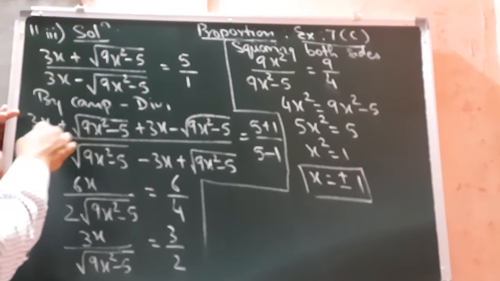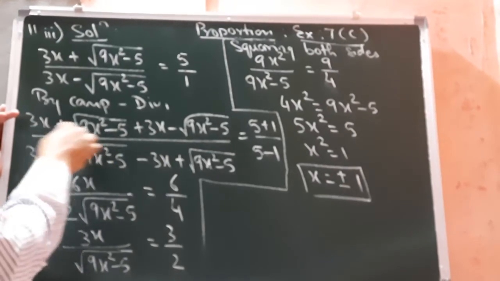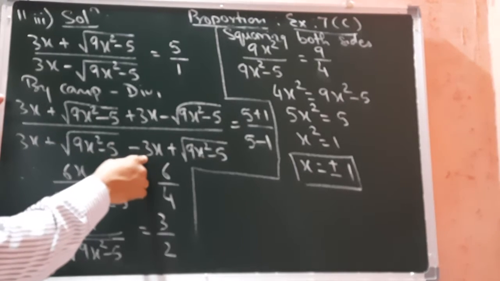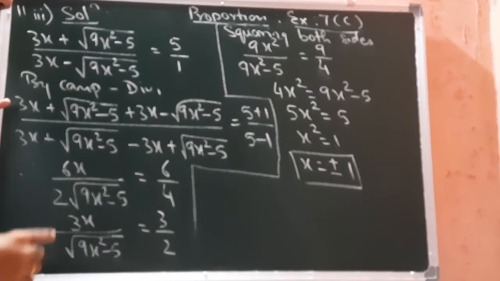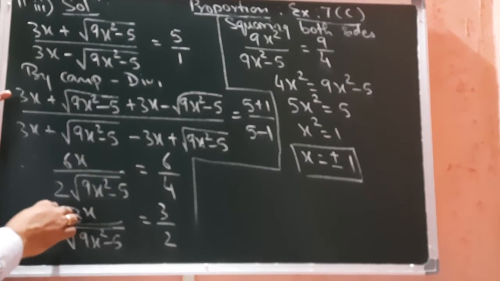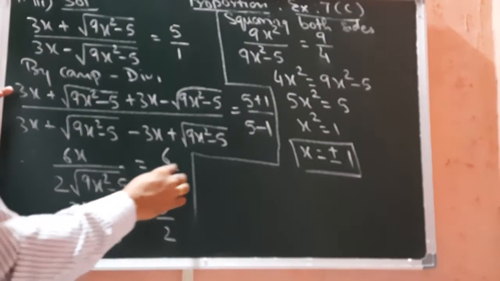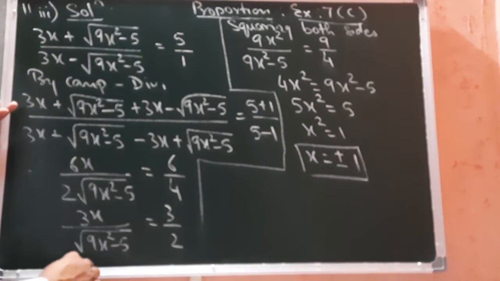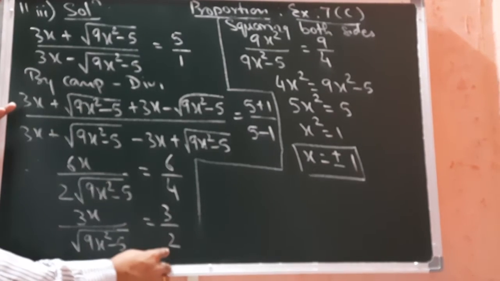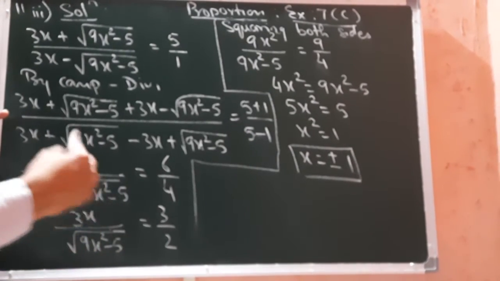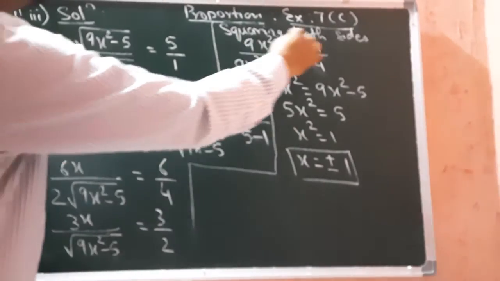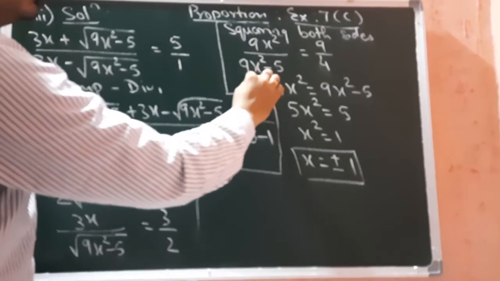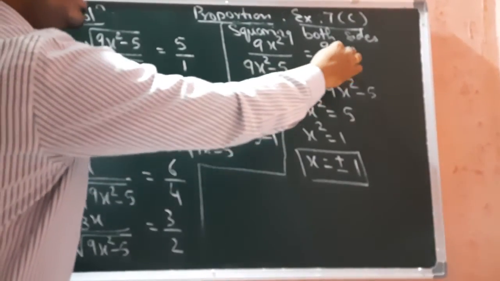Now the first and third terms get added, the second and fourth terms get cancelled in the numerator, and in the denominator the first and third terms get cancelled and the second and fourth terms are added. So we get 6x upon 2√(9x² − 5) is equal to 6 upon 4. 2 is common, so 3x upon √(9x² − 5) is equal to 3 by 2. Here we have a root, so how are we going to remove it? By squaring both sides. When squaring, 3x becomes 9x², the root goes away, so 9x² upon 9x² − 5 is equal to 9 upon 4.